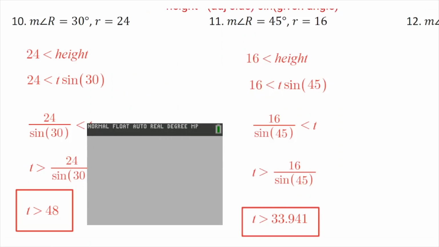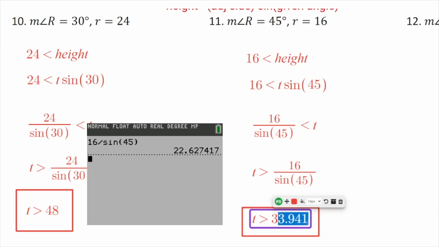I was going a little too fast here and made an error when I typed in this expression. All the work is correct, but let me go ahead and type this in again. We should be getting 0.627.